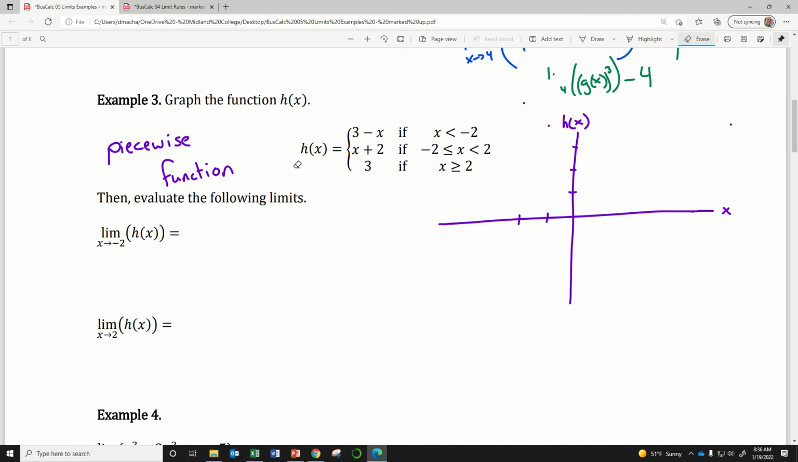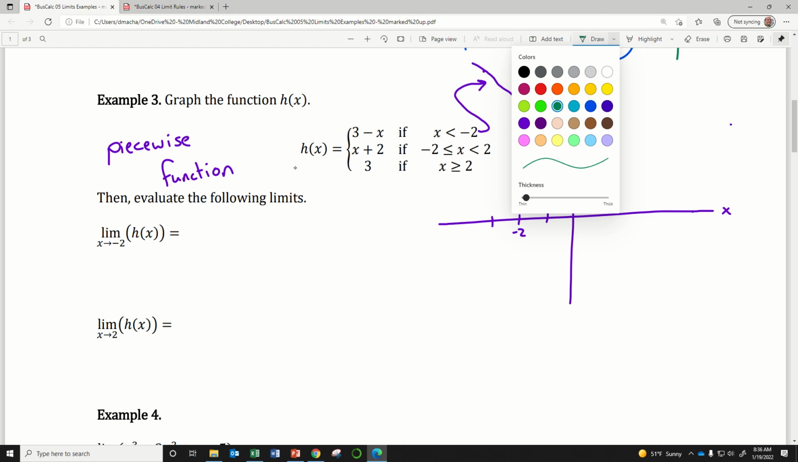So maybe I need to erase even more. It's 3 minus x, and so that means my y-intercept is 3, because when x is 0, it's going to be 3. And then it's going to have a slope of negative 1, because of that negative x. So for example, whenever x is negative 3, this value here should be like positive 6. And so I've got this descending sloping line, but it only goes up to x less than negative 2. And this is that piece of the function, right? That first piece that applies when x is less than negative 2.